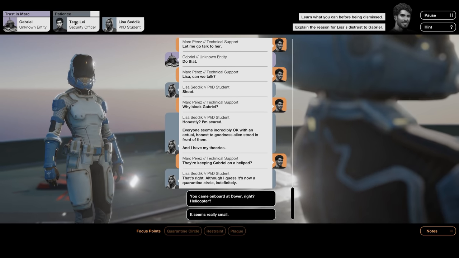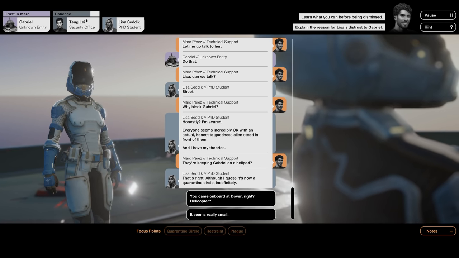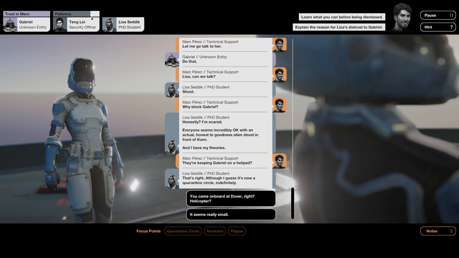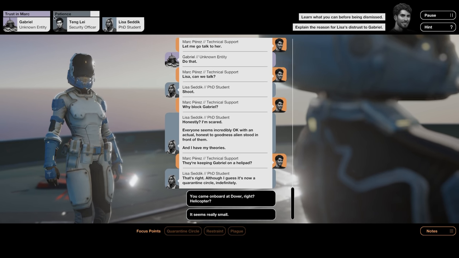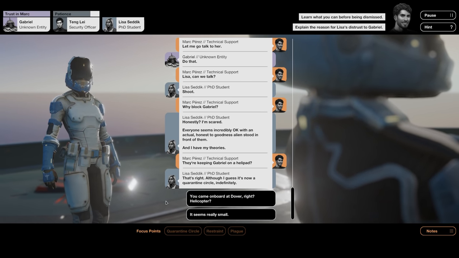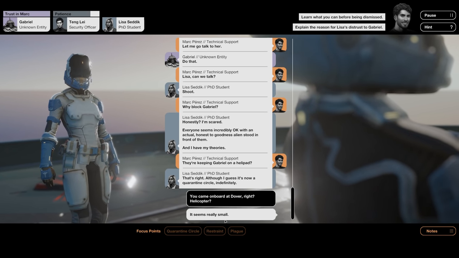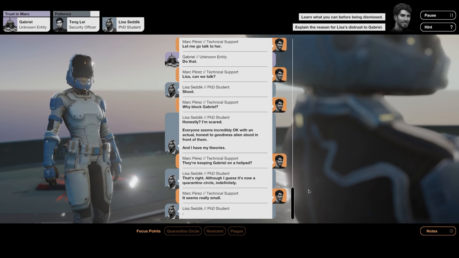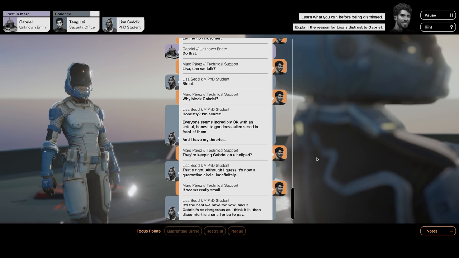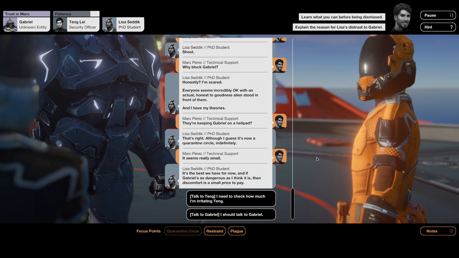So when I said that, Tang's patience bar went down. Does that mean they're getting more patient with me, or does that mean their patience is getting lower? You see what I mean? That really could go either way. Seems really small. Best we have for now, and if Gabriel's as dangerous as I think it is, then discomfort is a small price to pay.